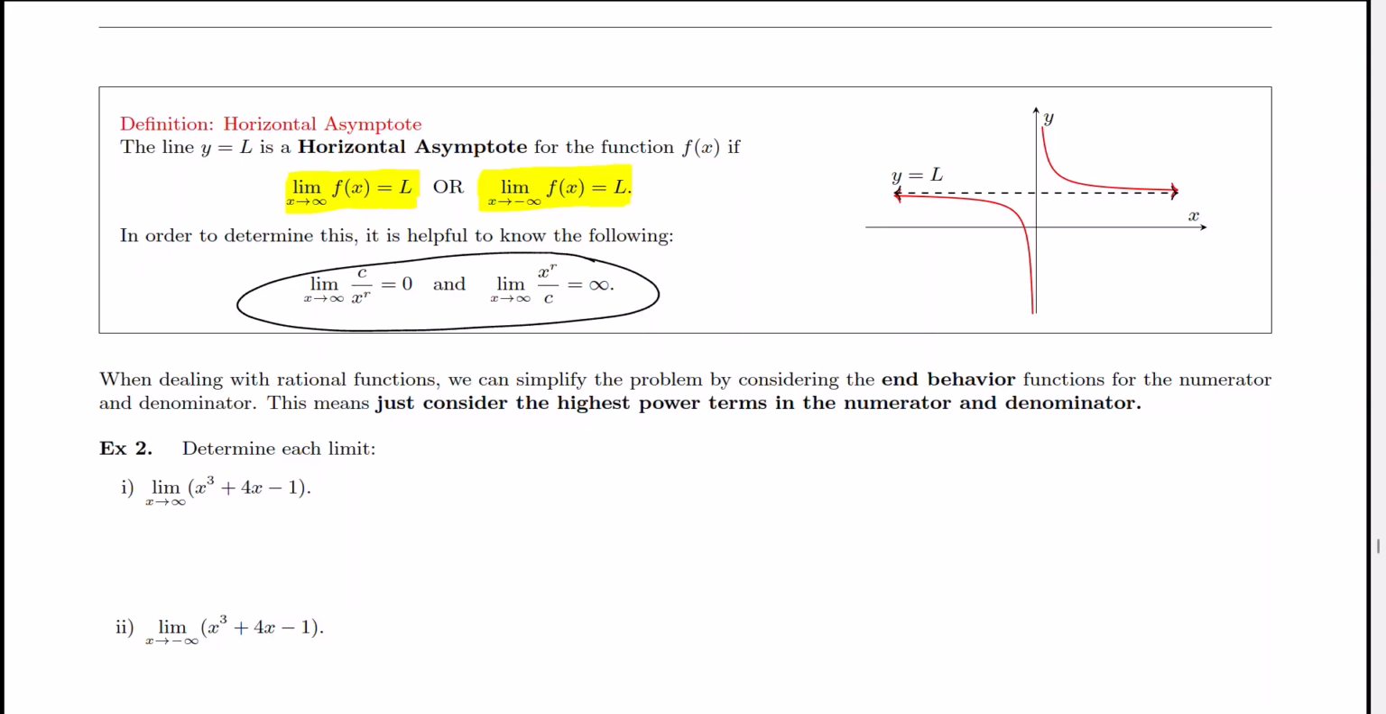Since we're going to be dealing with rational expressions in this section, it's helpful to know these two rules, which involve a constant divided by x to a power and vice versa. If I have a constant divided by x to some power and x is going to infinity, then the limit is equal to 0. And vice versa: if the x is on the numerator and raised to some power, with a constant on the denominator, then the limit as x goes to infinity will be infinity.